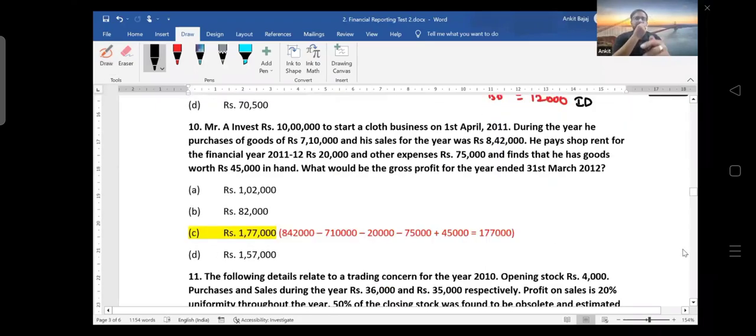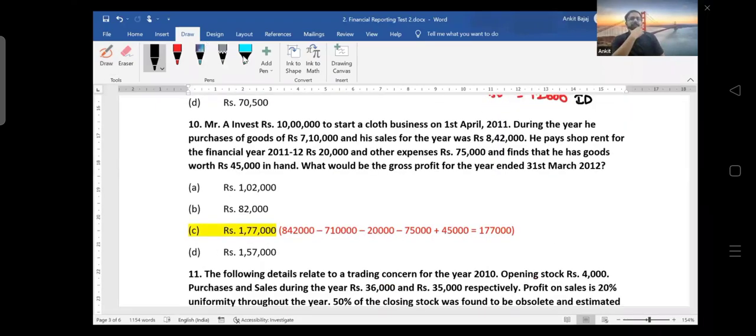If you see now question number 10, Mr. A invests rupees 10 lakh to start cloth business on 1st April 2011, right? During the year, he purchased goods of 7,10,000 and his sales for the year was 8,42,000, right? He pays shop rent for the financial year 2011-12, 20,000, and other expenses are of rupees 75,000. He has goods worth rupees 45,000 in hand. What would be the gross profit?